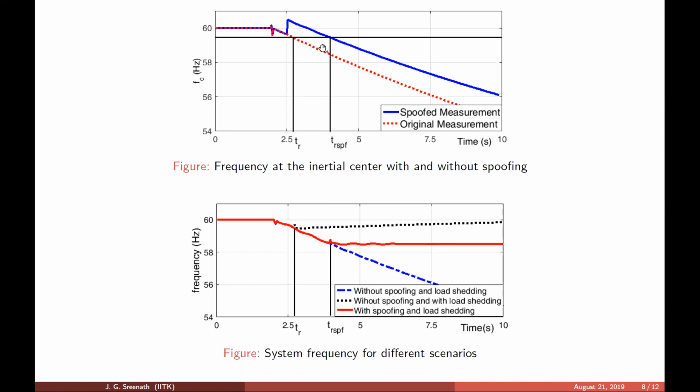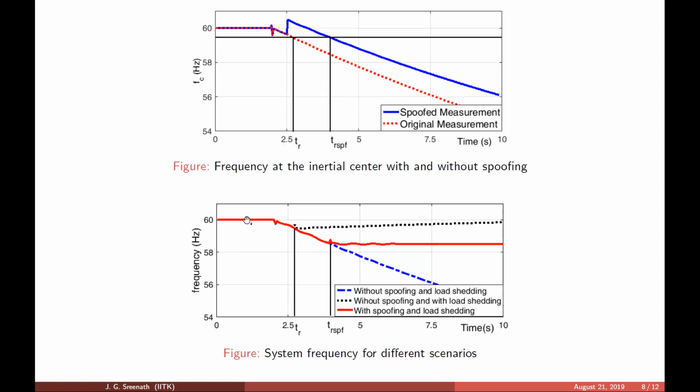So the red line is actually without the spoofing, and once the fault has occurred, we create a spoofing attack at this particular time instant, and that causes a deviation in the frequency measurement. As you can see, there's a small deviation in the frequency measurement. In this particular case, the threshold is reached at this instant, time tr, and in the spoofed case, it reaches at tr spoofed. As you can see, there's a small delay. So initially, it should have been shed here, but now the load shedding happens at this particular time instant. There's a small delay.